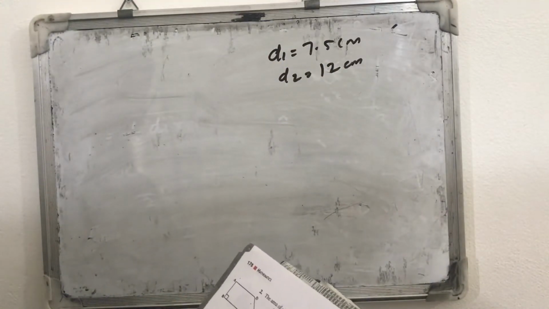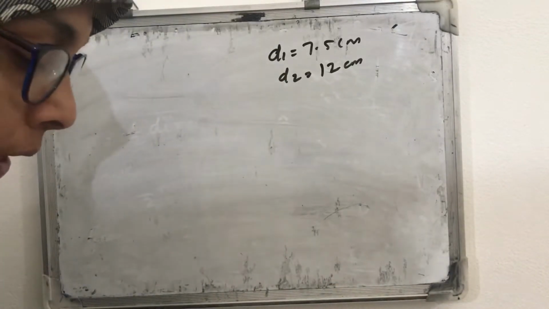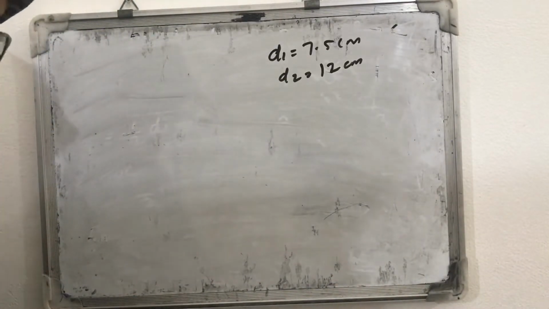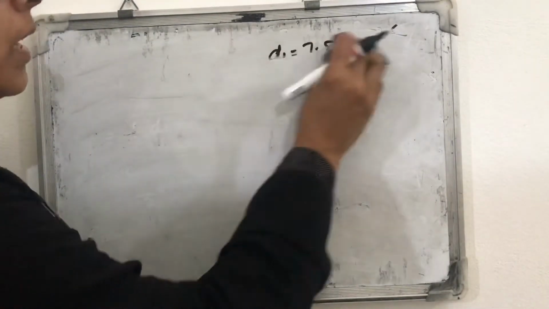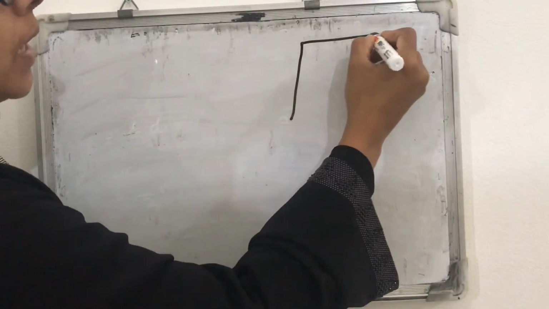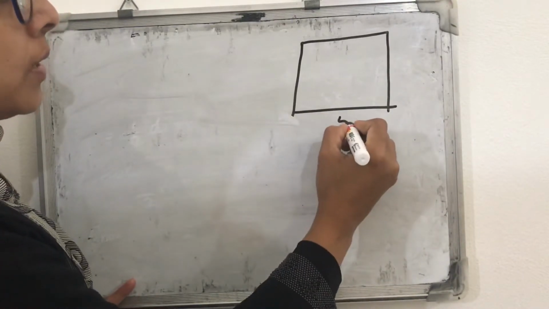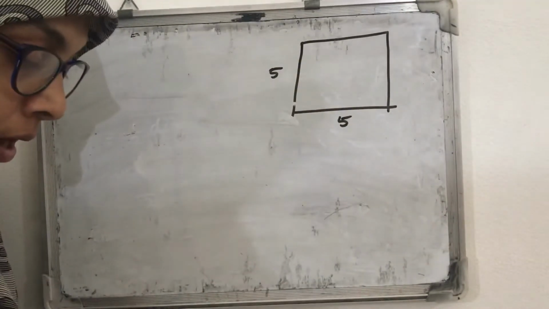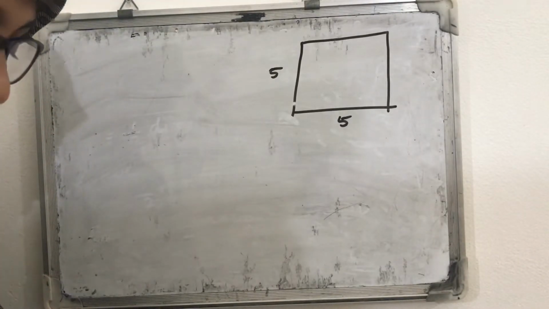Okay. Next question. Find the area. Sixth question. Listen. Read the question. Find the area of a rhombus whose side is 5 centimeter and whose altitude is 4.8 centimeter. A rhombus is given and its side is given as 5 centimeter. So all sides are 5 centimeter and its altitude is 4.8 centimeter.